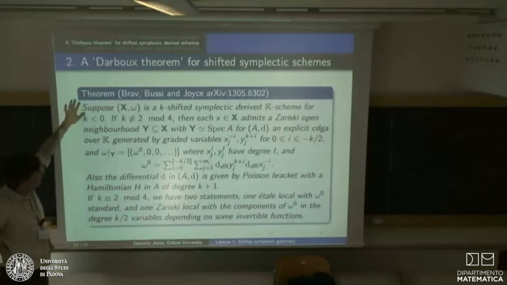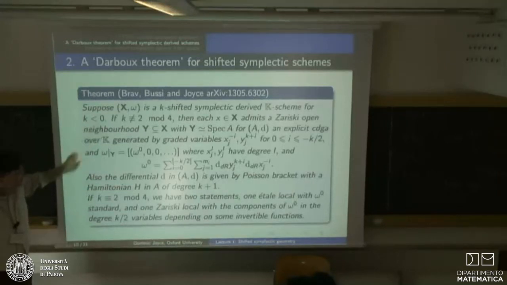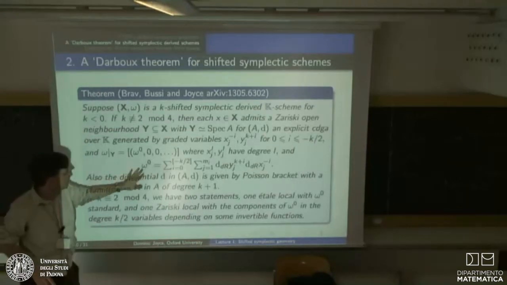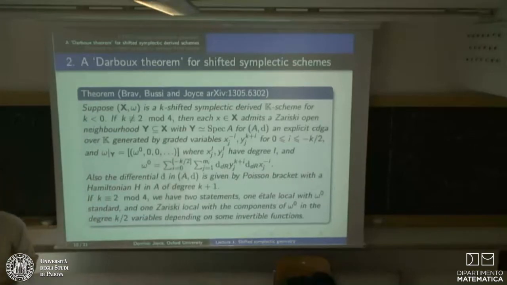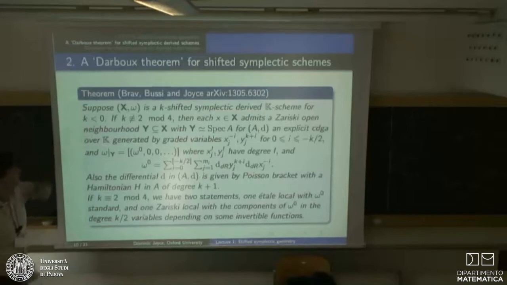Okay, so now I can tell you our main theorem in the scheme case. This is due to Chris Brav, Vittoria, and myself. So let's suppose we have a k-shifted symplectic derived scheme where k is now strictly negative. The theorem would make sense in the case k equals zero, but it's actually false. In the case k equals zero, this would be giving you a Darboux theorem, which is true for real symplectic things and complex symplectic things, but actually the Darboux theorem in the algebraic category for algebraic symplectic manifolds is false. Anyway, so I do require k to be strictly negative.